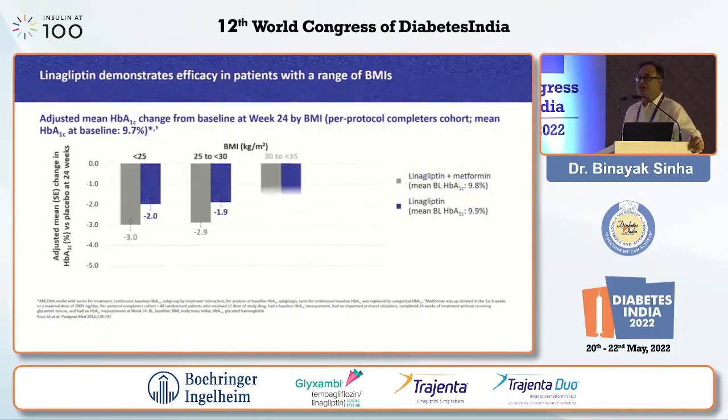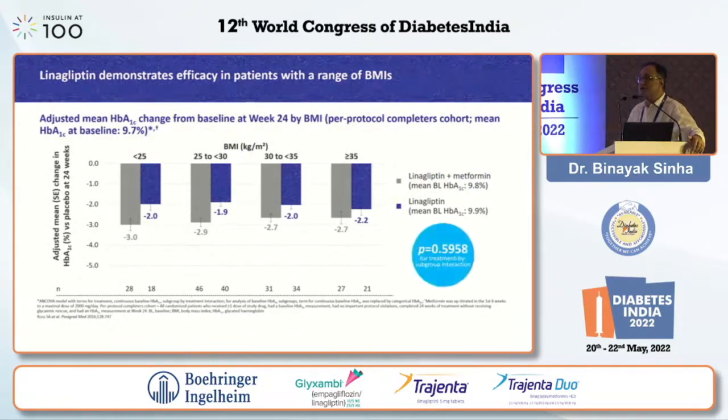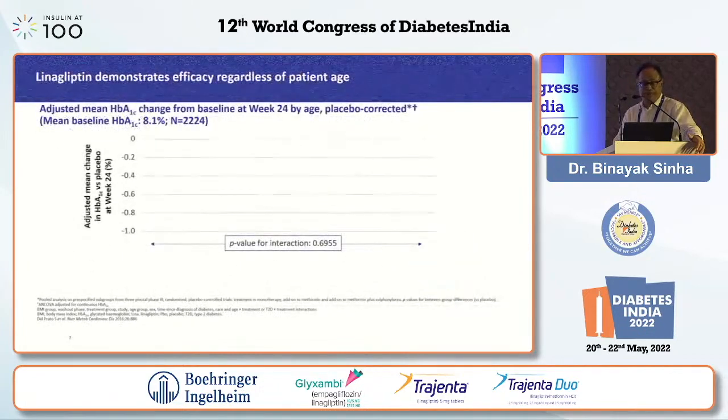In addition, it does not only work in these groups of patients, it also works in patients of varying BMIs. So we tend to see patients who are very slim and to the very super obese, and in patients who have a BMI of 25 and between 25 and 30, between 30 and 35, and the super obese greater than 35, you see a significant reduction of HbA1c all across the board with usage of linagliptin.